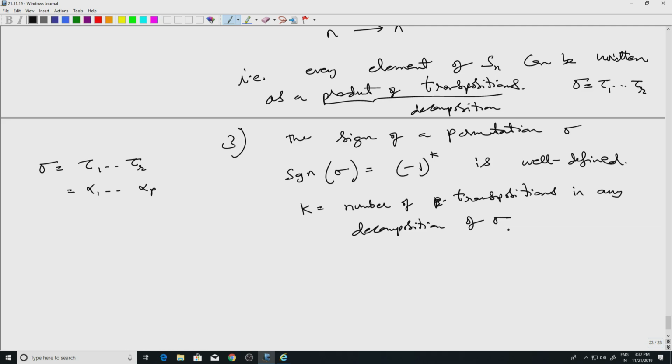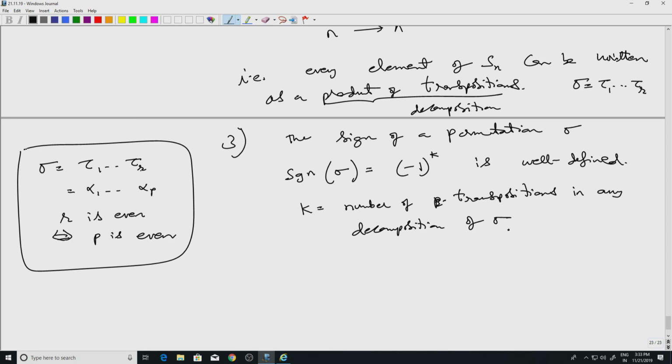where the taus are transpositions, so are the alphas. But even though it can be written in two different ways, what we are saying is that whether this r is even or odd is the same thing as asking whether this p is even or odd. R is even if and only if p is even. That is the gist of what I'm saying here. So this is also called parity, the evenness or oddness of the number of transpositions, and it is independent of how you write the permutation in terms of transpositions.